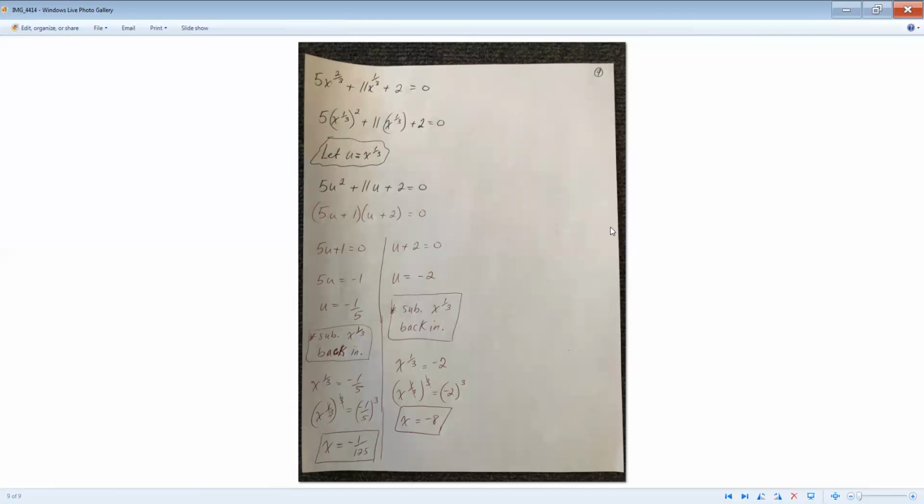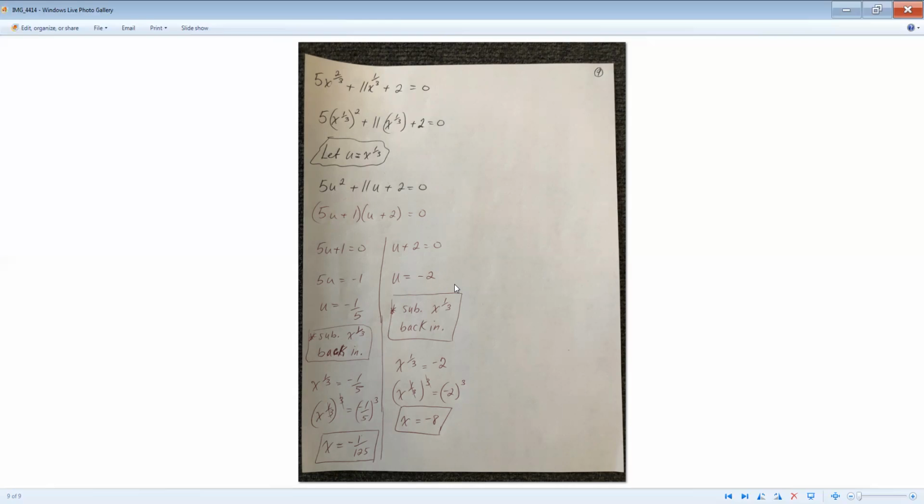All right, here we have 5x to the 2/3 power plus 11x to the 1/3 power plus 2 equals 0. Once again, we can see our quadratic form here because x to the 2/3 is x to the 1/3 squared. And we also have x to the 1/3 in the second term. So if we let u be equal to x to the 1/3, substitute u in for x to the 1/3, we get 5u squared plus 11u plus 2 equals 0. Factor that to 5u plus 1 times u plus 2 equals 0. Set each piece equal to 0. And if you solve them out, that will be u equal to -1/5 and u equal to -2.